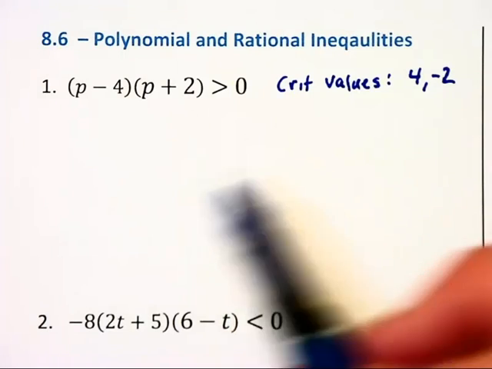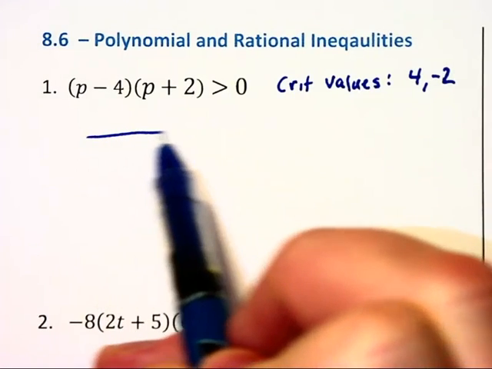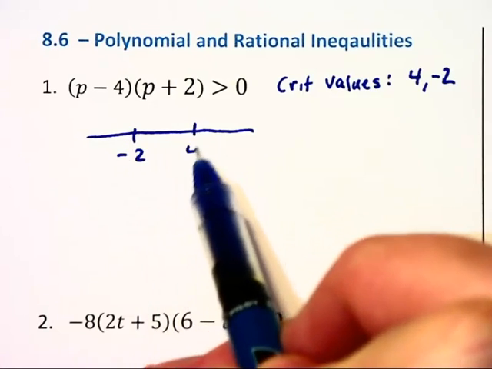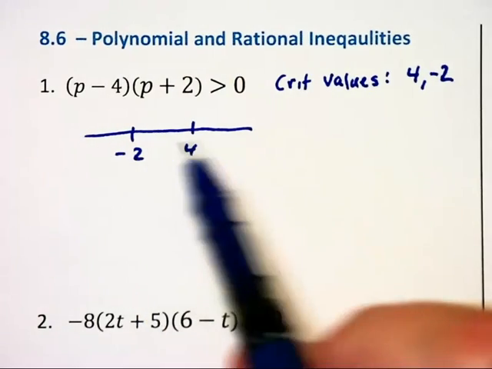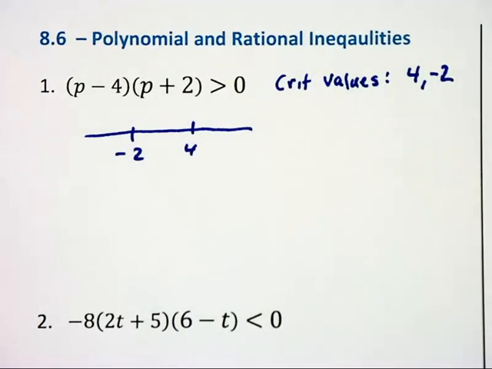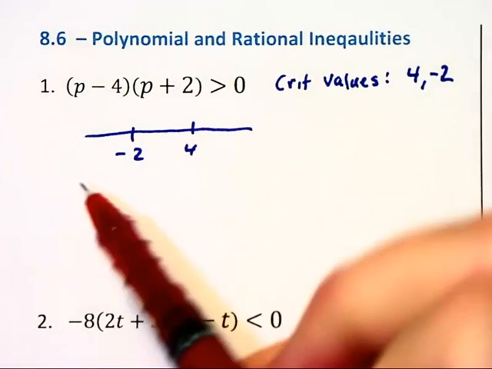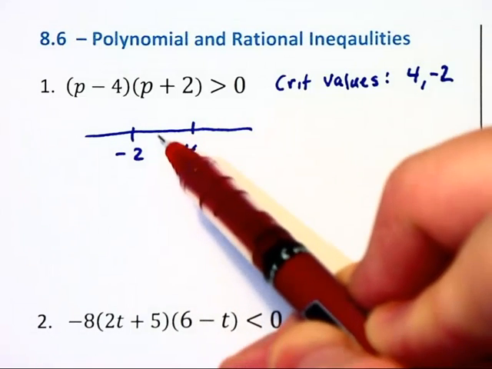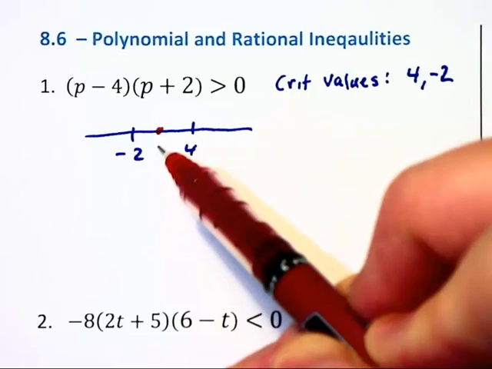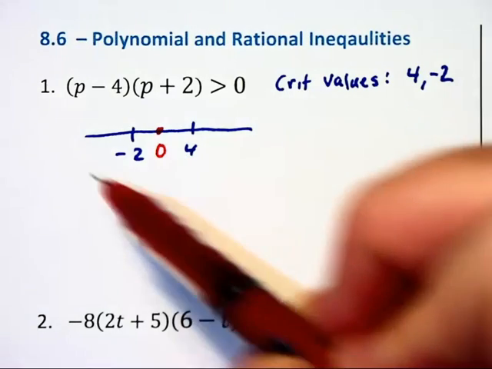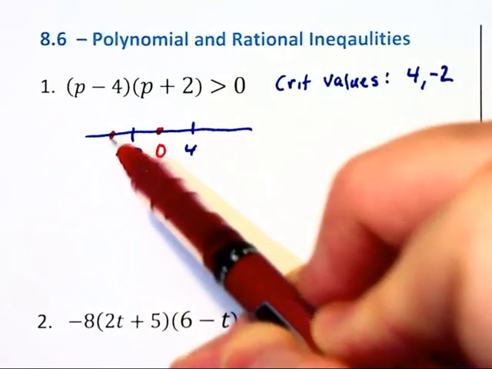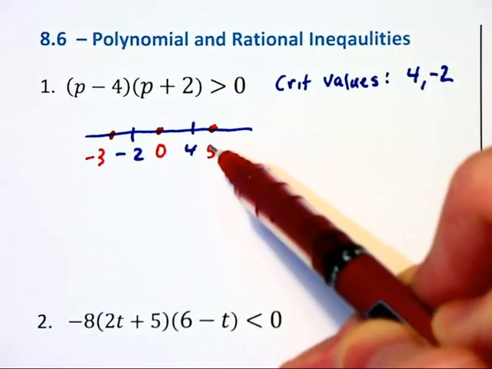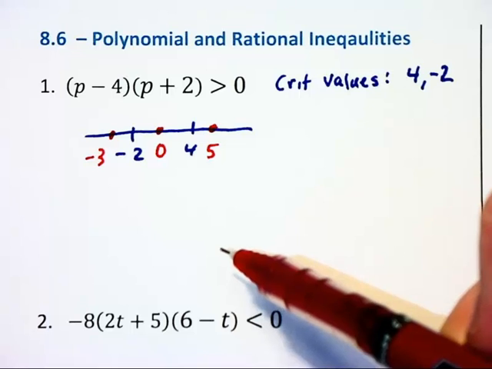So we're going to have regions of solutions. So I'm going to draw a number line and plot -2 and 4, and we need to see which of these three regions contains our solution set. Now I want to try and test a convenient number in each of these intervals. So in the center I'm going to choose 0, and on the far left I'll choose -3, and on the right 5 as my test values. So let's substitute them in.